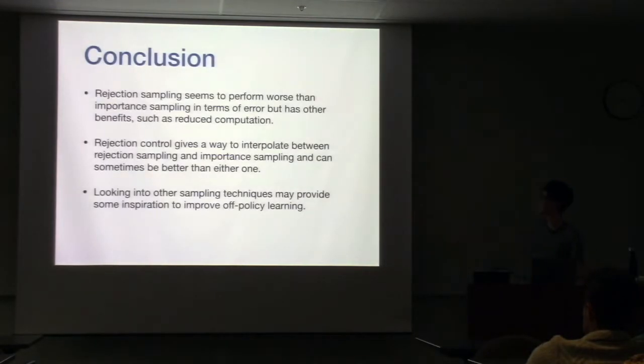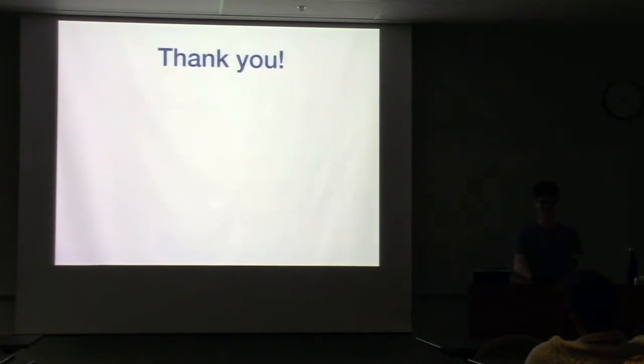So in conclusion, rejection sampling seems to be comparable to importance sampling, slightly worse in some cases, but it has other benefits. And if you're not satisfied with that, you can always use rejection control, which lets you trade off more finely between the importance sampling ratios and the acceptance probability. And finally, looking into other sampling techniques could provide some inspiration for new off-policy techniques. Thanks.